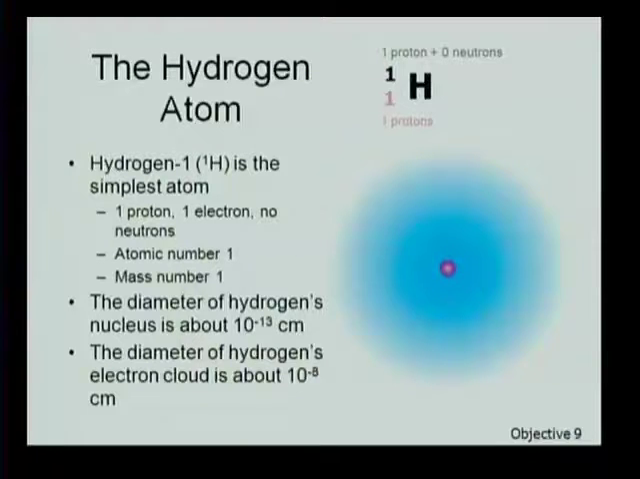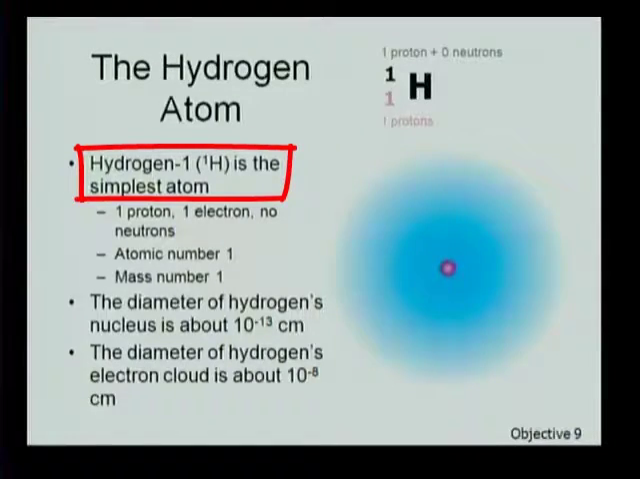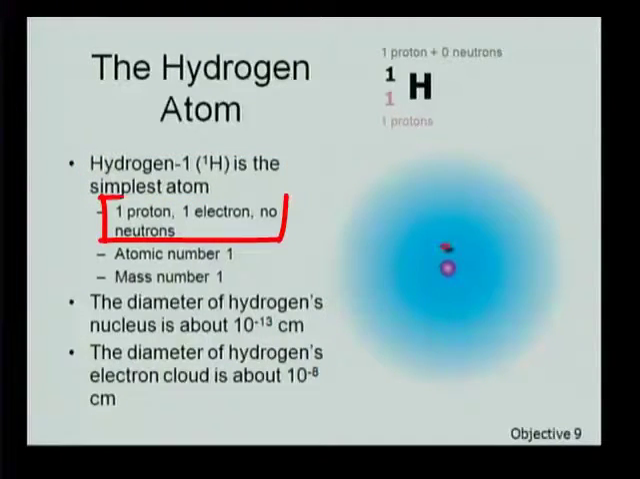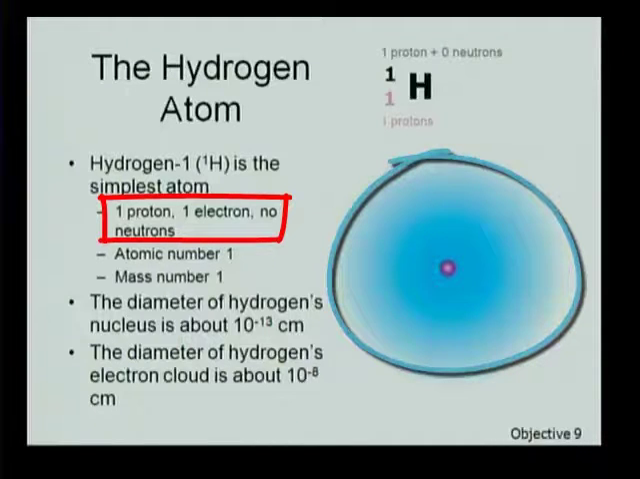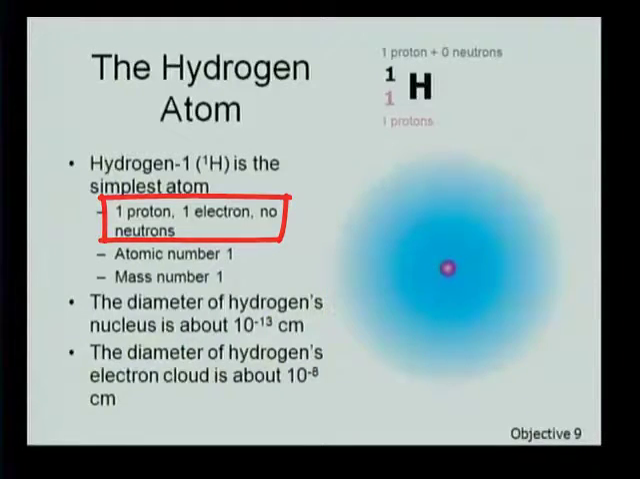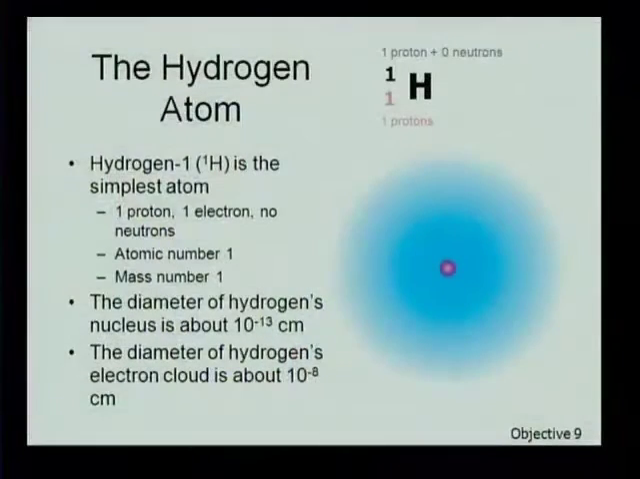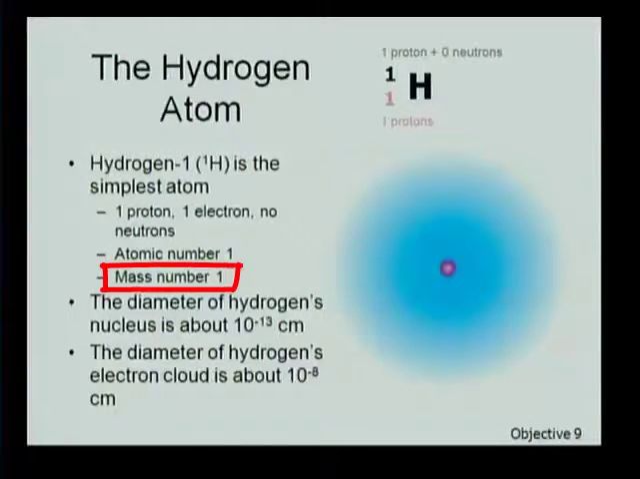So the first one of these that we're going to look at in order to better understand this is the hydrogen atom. Hydrogen atoms are the simplest atom, and so hydrogen consists of one proton, one electron, no neutrons. That means that the number of protons, remember, is the atomic number. And how many protons does this hydrogen atom have? This hydrogen atom has one proton, so its atomic number is 1. That proton has a mass of 1, so the atomic mass, or the mass number, is 1.